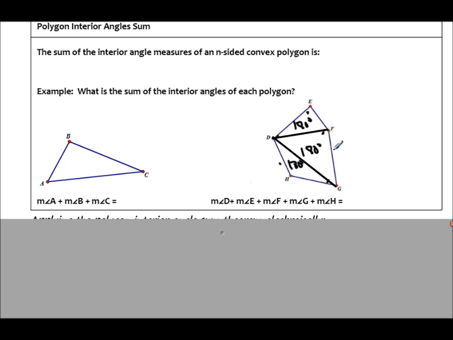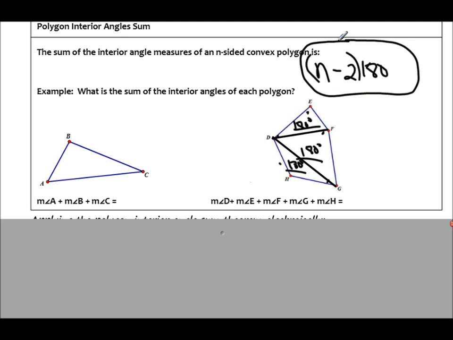And then from that we derived the formula for any polygon and its interior angles. We said that you take the number of sides of the polygon, which is represented by n, you subtract 2, and you multiply whatever that is. So you have 10 sides minus 2, 8. You multiply that by 180 because there's 180 degrees in each triangle. So this is the formula for the sum of the interior angles of any polygon, where n is the number of sides that the polygon has.